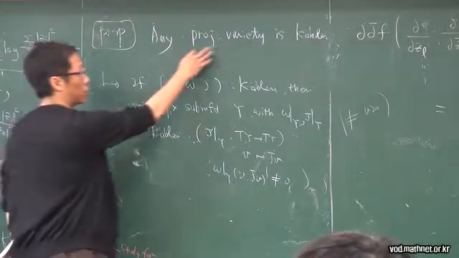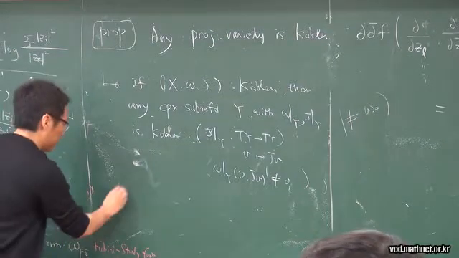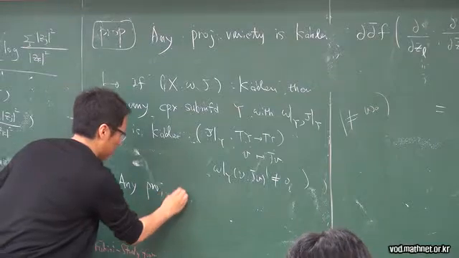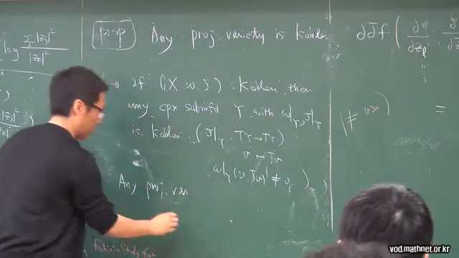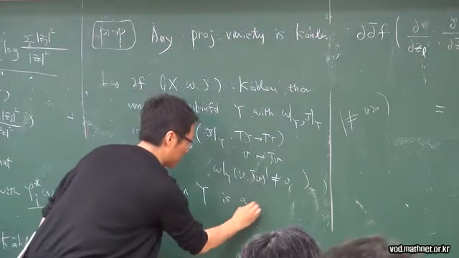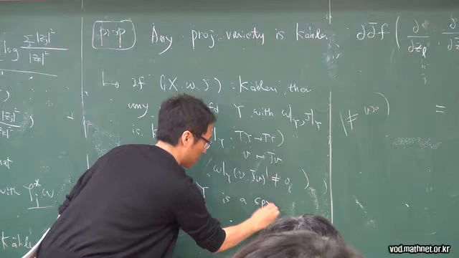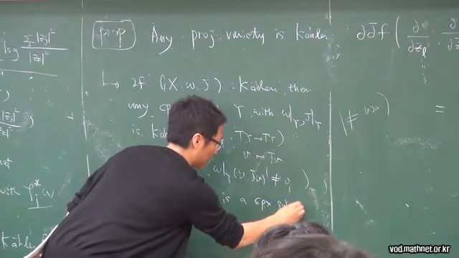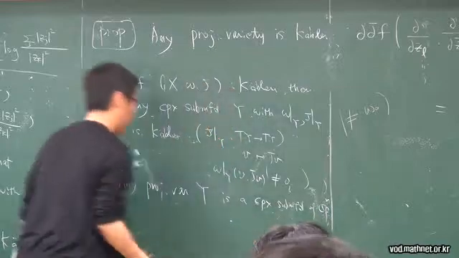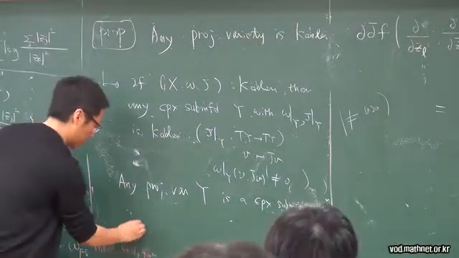And any projective variety Y is a complex submanifold of CPn for some n. So we are done.